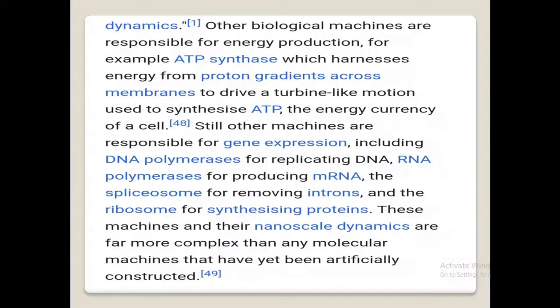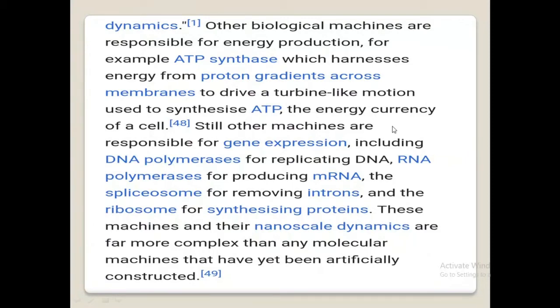These biological machines are responsible for energy production, for example ATP synthesis that is happening in mitochondria, done by ATP synthase. This is a biological machine, the ATP synthase enzyme, which harnesses energy from proton gradients across the membranes. That is a proton gradient which occurs in the electron transport chain, ETC. So proton gradients across membranes derive a turbine-like motion used to synthesize ATP, the energy currency of the cell.